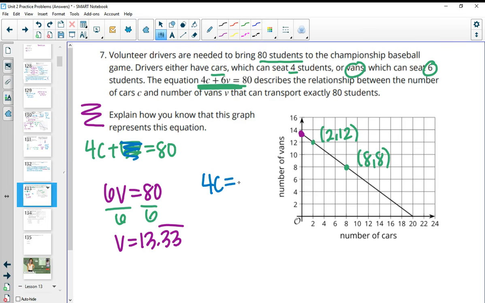So then you would just solve this. So divide by 4, and we would get that we would need 20 cars if we had 0 vans. And we can see that it crosses at both those points. So that would be another way to show that this is the line. You could also solve it and look for the slope. So there's a lot of different ways you could prove that this is the line.